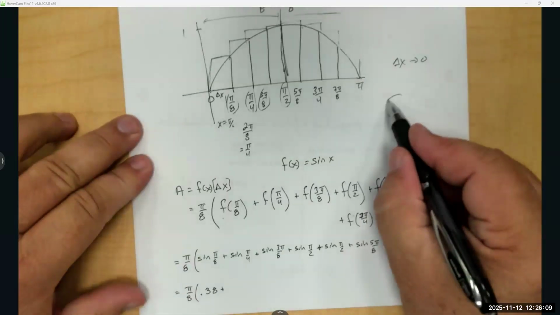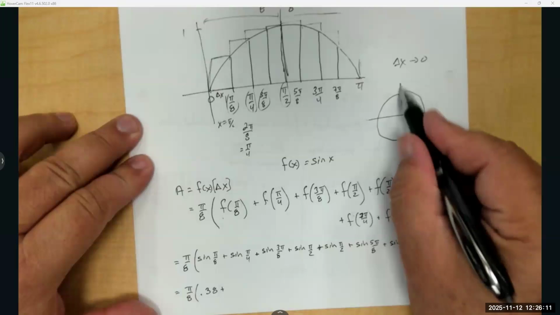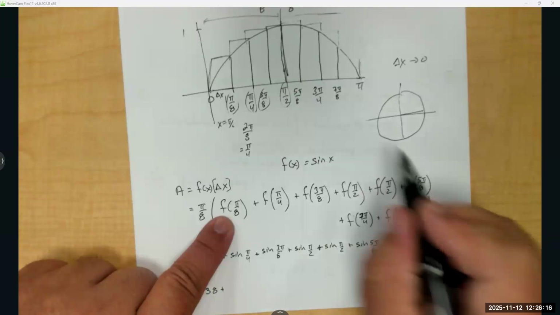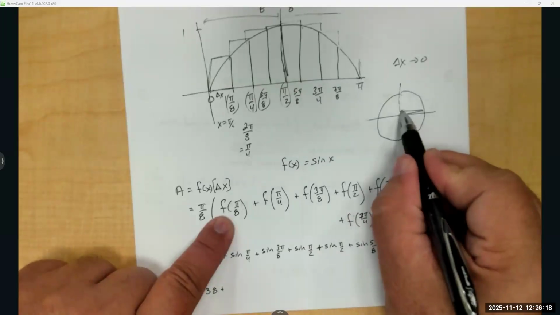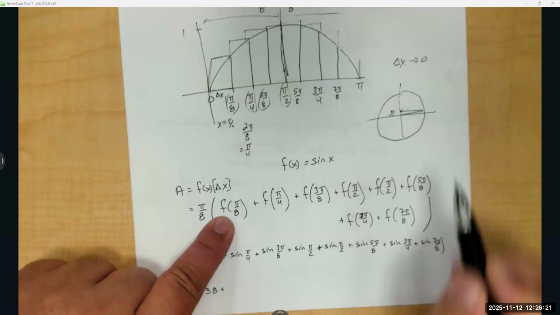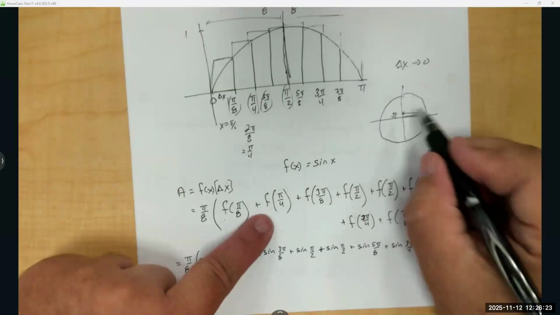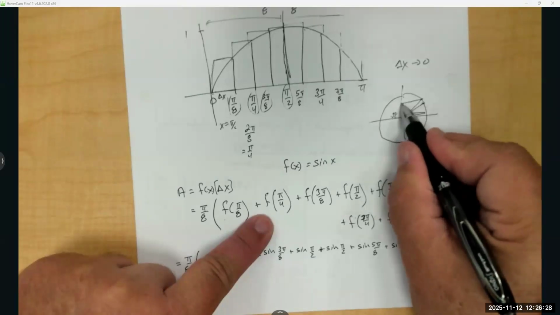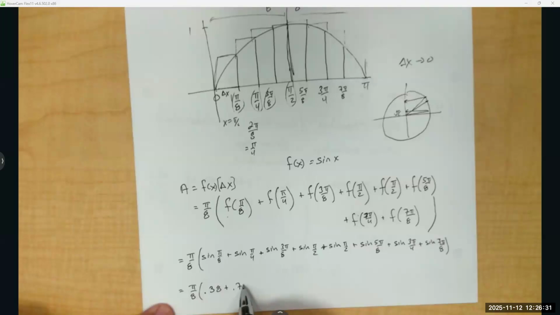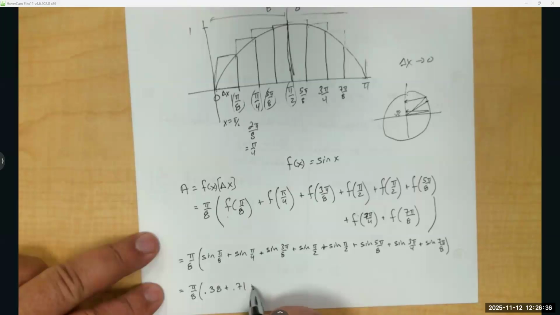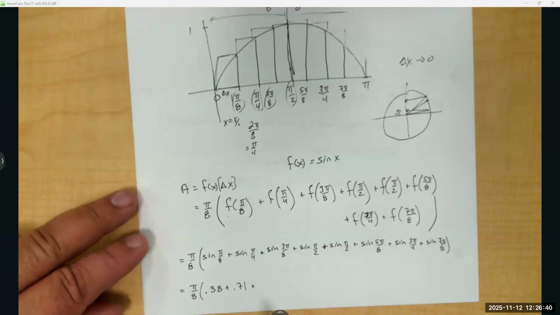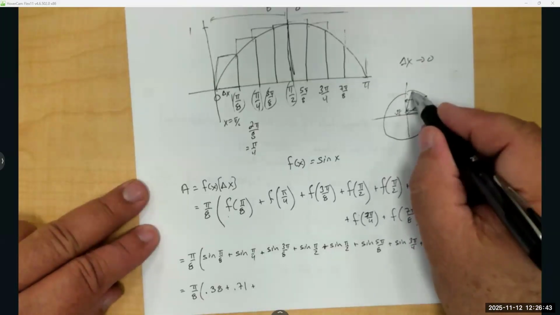But remember, when you look at these numbers, pi over 8 is very small. The sine deals with the y values, so that's why it's 0.38. It's very close to 0. Sine pi over 4 is over here, so that's 0.71. Then 3 pi over 8, that's even further.